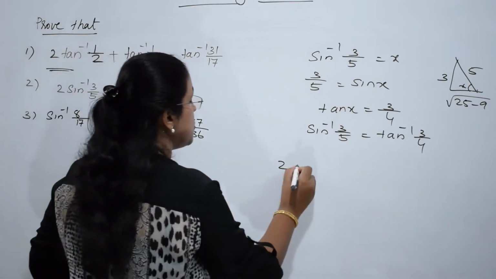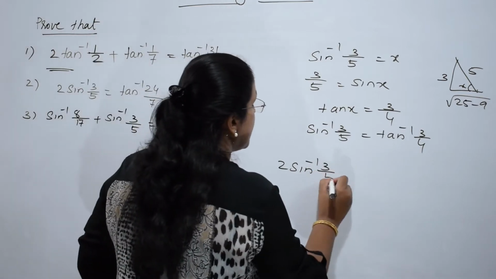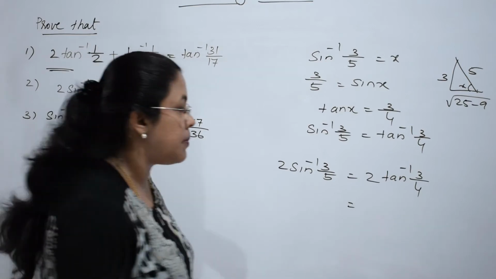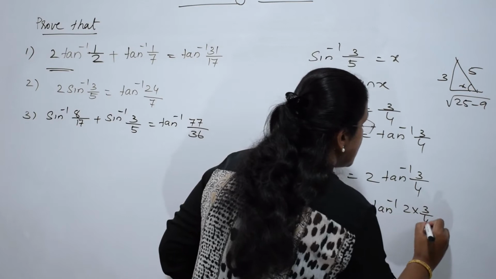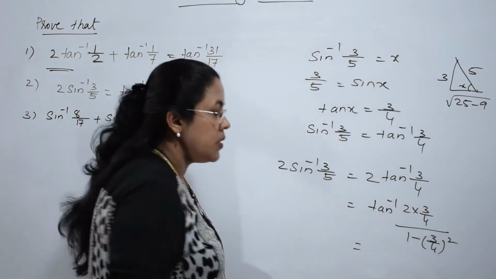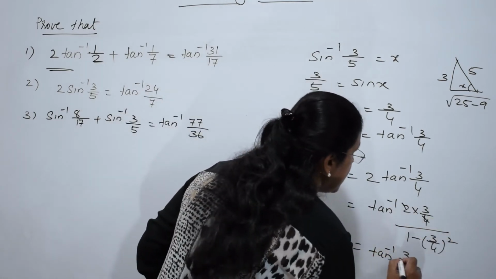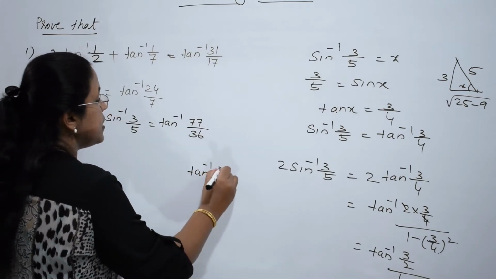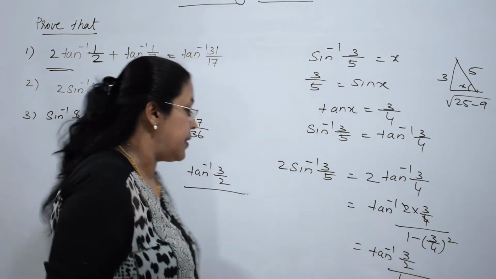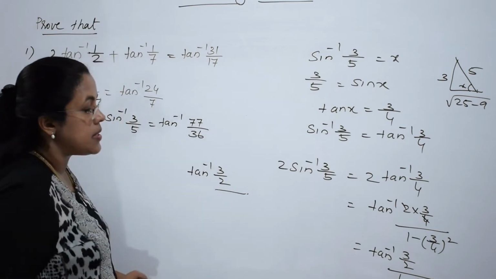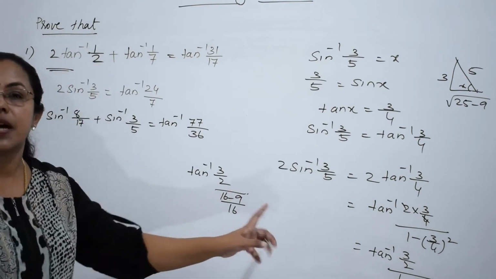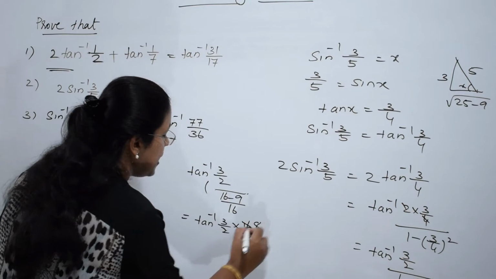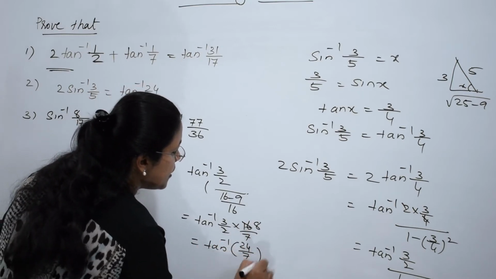Now we are able to solve the question. So 2 sin inverse 3 by 5 is equal to 2 tan inverse 3 by 4. 2 tan inverse x is equal to tan inverse 2x upon 1 minus x square. Solving this, we get tan inverse of (3 by 2) upon (1 minus 9 by 16), where 2 and 4 cancel. So what is the final answer? Tan inverse of (3 by 2) upon ((16 minus 9) upon 16). What is 16 minus 9? 16 minus 9 is 7. So we can rewrite it as tan inverse 3 by 2 into 16 upon 7. This will cancel by 8. The final answer is tan inverse 24 upon 7.